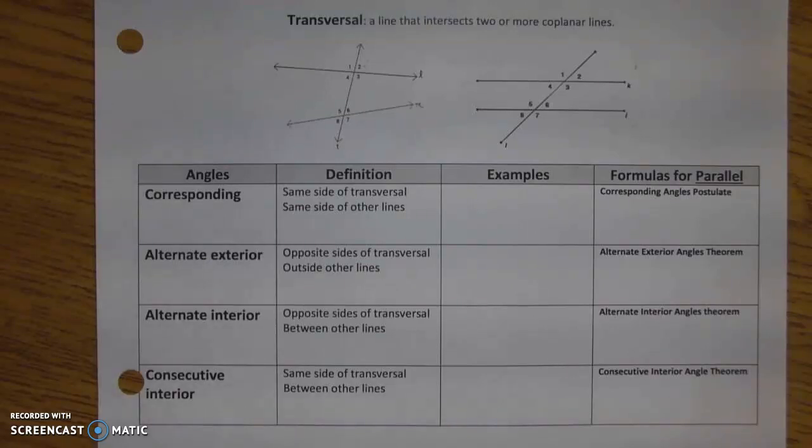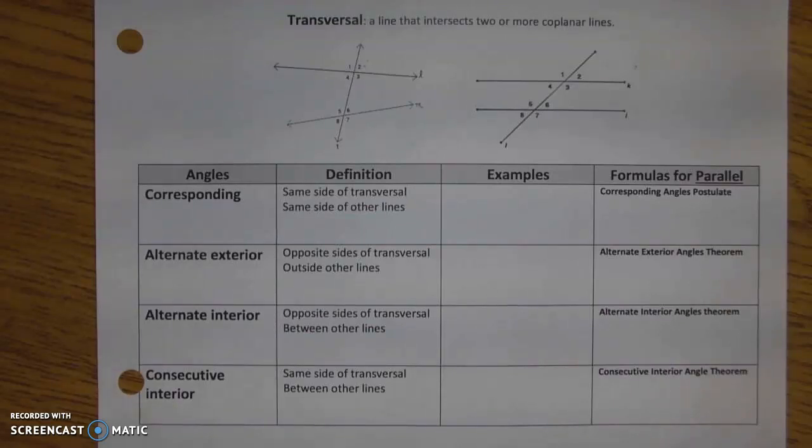Hello! Today we are going to be starting chapter 3, and some of you guys will be excited to hear that we are going to be moving away from proofs. What we're going to be working on today are a bunch of relationships that are formed by transversals.